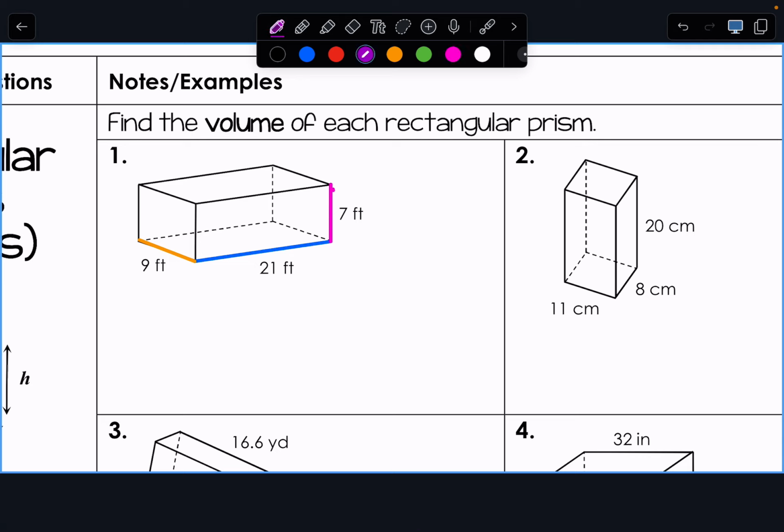But what I do need to see, I don't want you to just plug into your calculator. I need to see what you plug into your calculator. So I want you to write down volume equals. We're going to take 21 times 9 times 7. So write that down and then put it in your calculator.